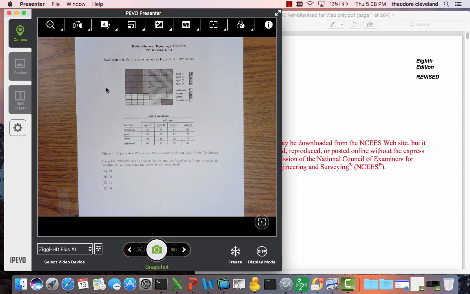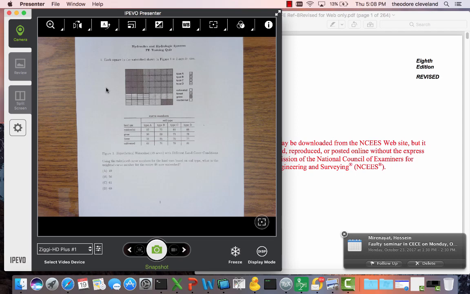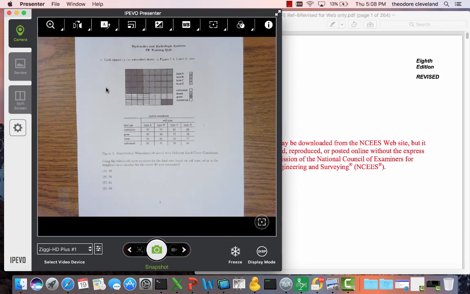So let's look at the first one. The first one says each square of the watershed shown in figure 1 is 1 acre in size. So each of these little blocks represents an acre. And using the tabulated curve numbers for the land uses given, based on soil type, what's the weighted curve number for the entire watershed? So what we will need to do is find out the different curve numbers for the different portions of the watershed, and we will area weight those and come up with a weighted curve number.